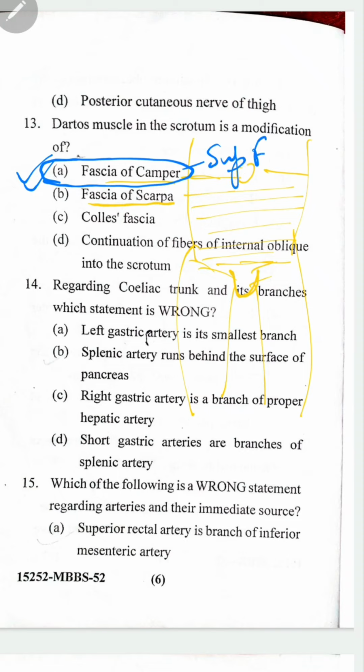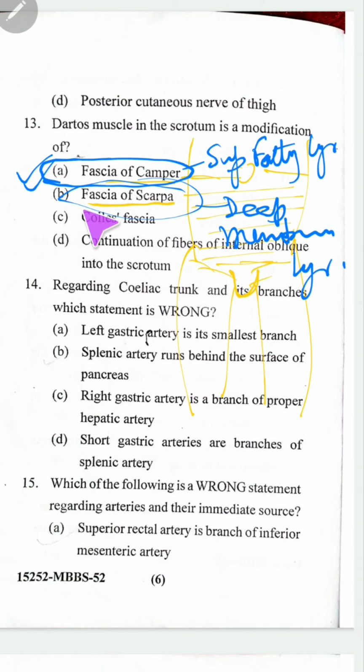Superficial fibrofatty, superficial fatty layer, that is fascia of Camper, and Scarpa is the deep membranous layer, right? This continues as Colles fascia, and dartos is an example of the superficial layer. So 13, your answer will be A, fascia of Camper.